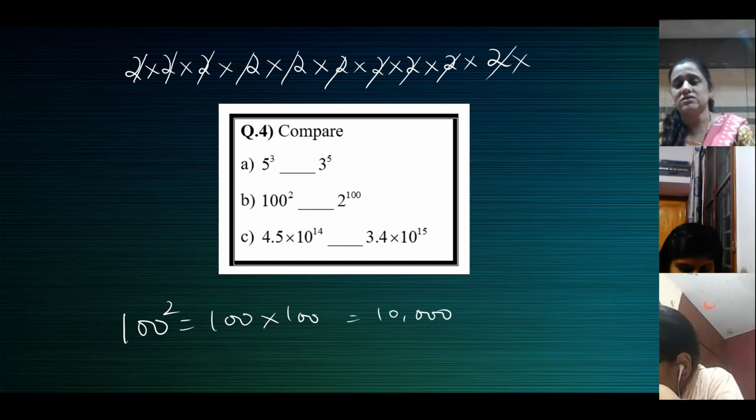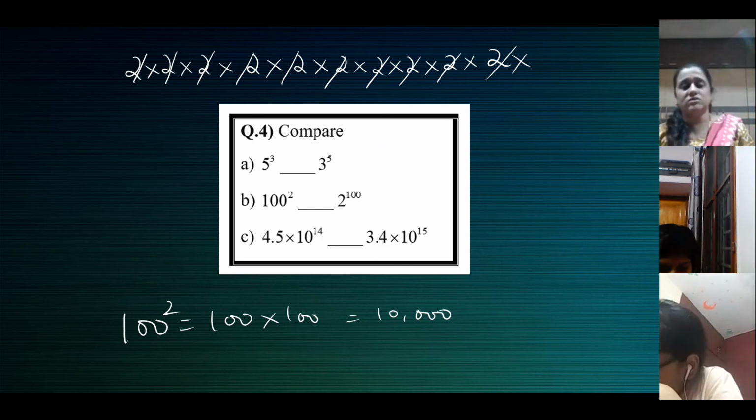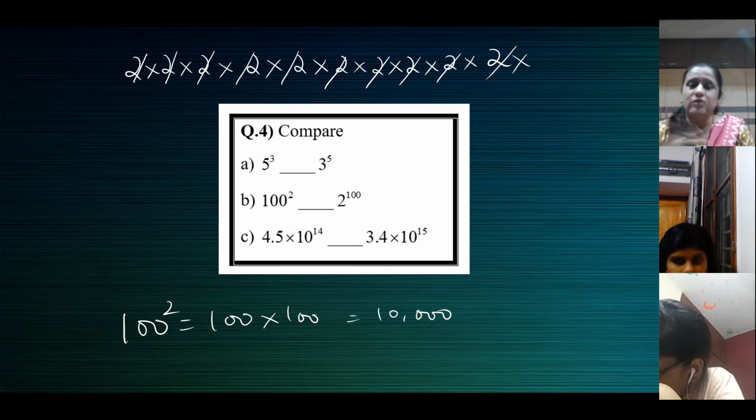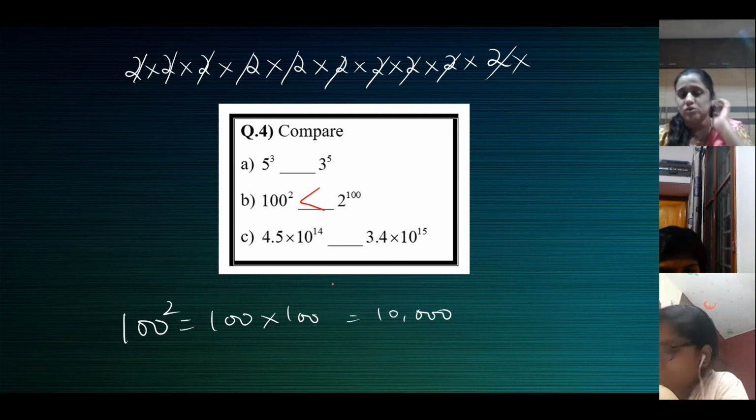2 to the power 10 is 1024. Then again, when you multiply 1024 by 2, that is 11 times you do. You get 2048. And when you again multiply that by 2, you'll get an answer in 4,000. Again into 2 in 8,000. Again into 2, 16,000. So less than 20 times itself is 16,000 and something. So it's greater than 10,000. So 10 square is less than 100 square. 100 square is less than 2 to the power 100.